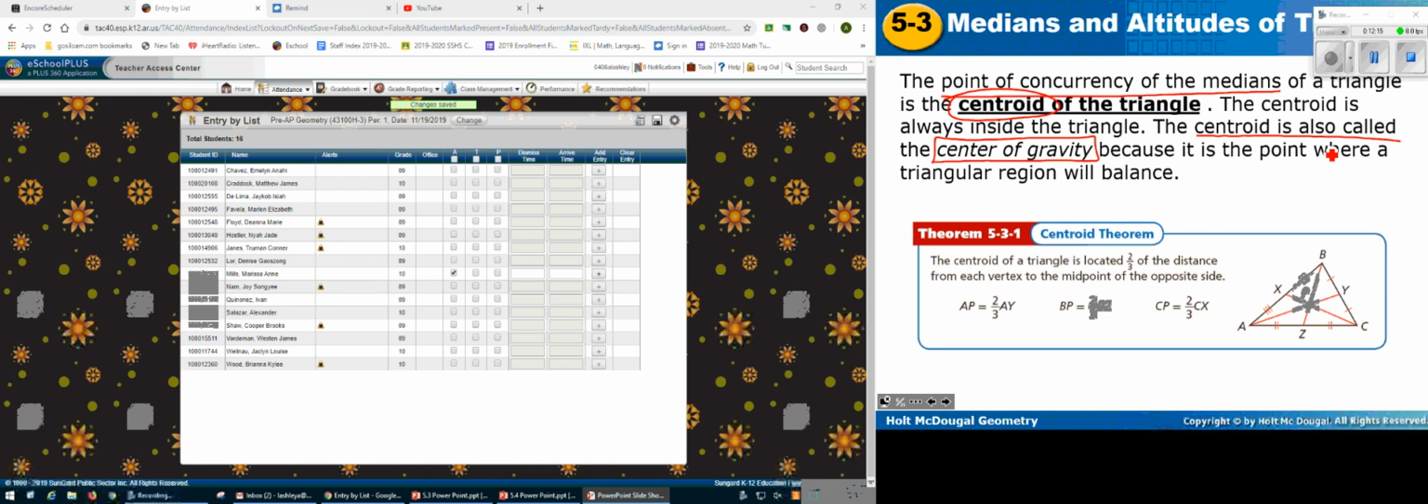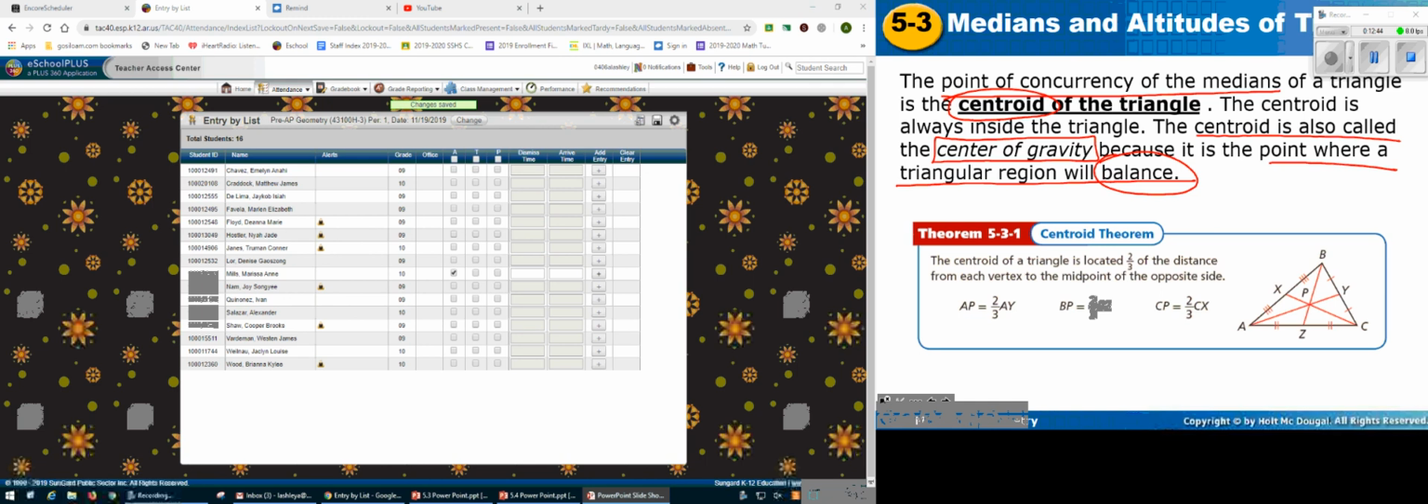The reason it's called the center of gravity is because it is the point where a triangular region will balance. So it may not even say find the center of gravity. It may say find the balancing point. And you need to know, okay, the balancing point is the centroid. All right? Because it's the point where it will balance, it's the center of gravity, there's going to be a shortcut of how we can find our centroid. And that's what Bree was mentioning early at the beginning of class, and we'll talk about that in a minute.